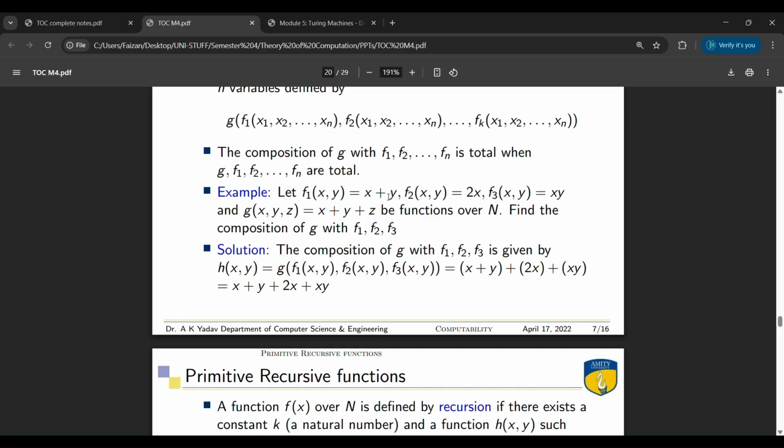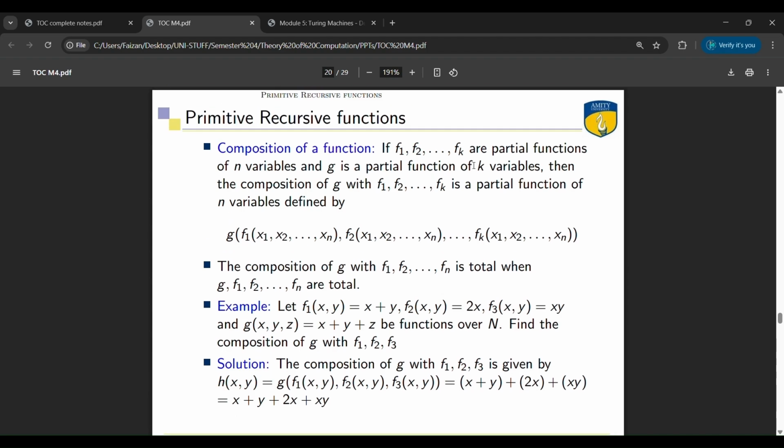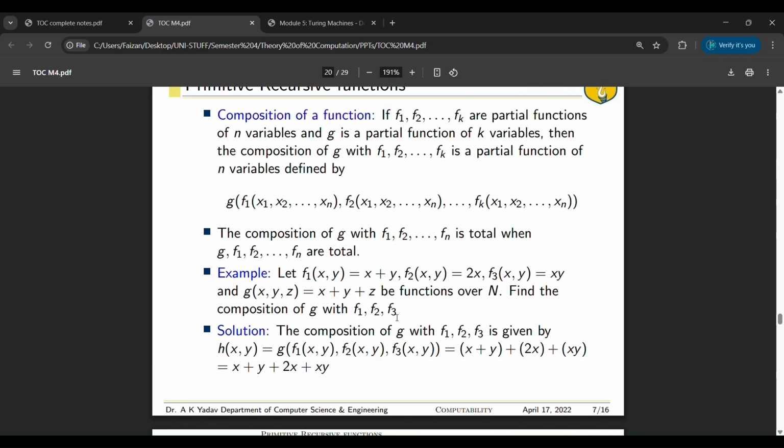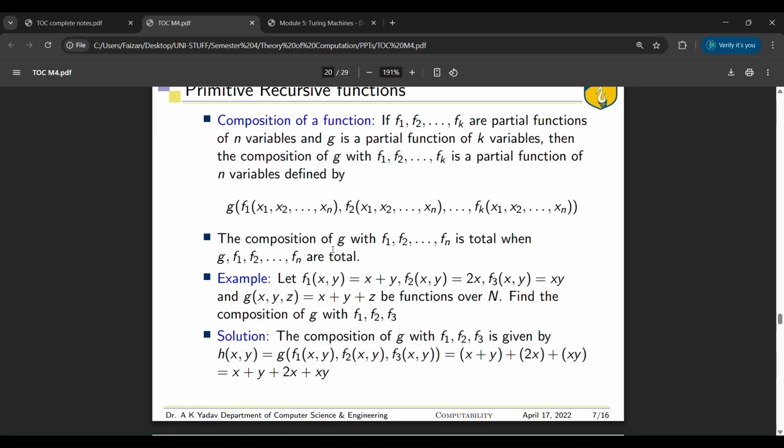An example, everything is easier with an example. So f1(x, y) is this, f2(x, y) is this, and f3(x, y) is this. So the number of variables in these is 2, x and y. g has 3 variables in it, since g is a partial function of k variables. So g(x, y, z) = x + y + z. Find the composition of g with f1, f2, f3. The solution is h(x, y) = g(f1, f2, f3), which is x + y, 2x, and xy. Just open the brackets, and this is how you're going to write it.